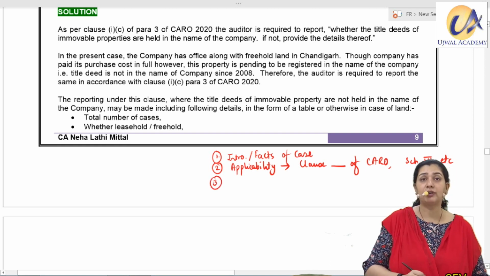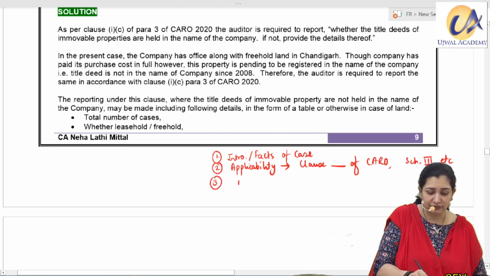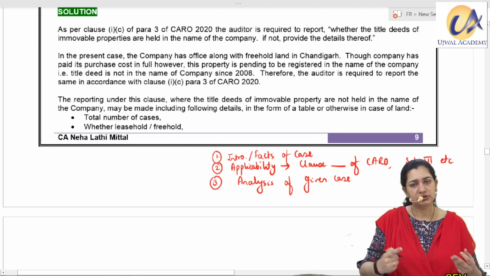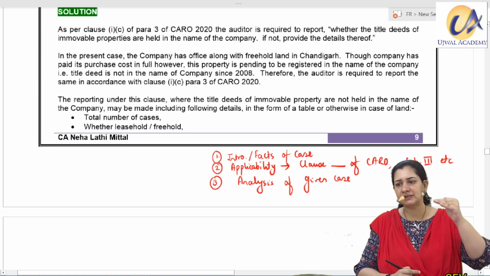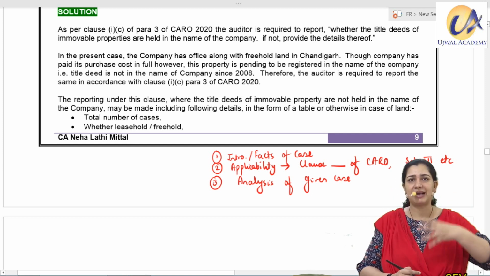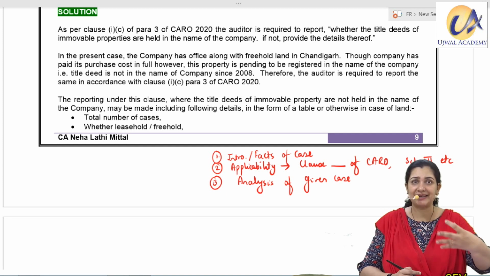Then third, we are going to write what? Analysis of the given case in light of 2 above. So this is the second point. As per this we have to report, and then in the given case, how this point is applicable. So we have to explain, analysis.